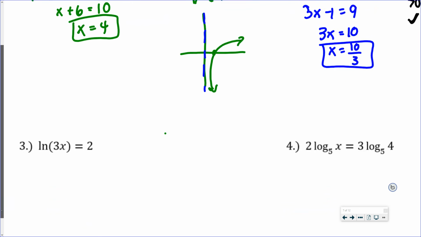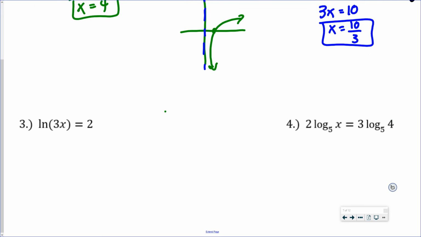Let's try natural log. What's my base on natural logs? E. So I'm going to raise both sides using what as my base? E. Now get rid of that. Now, e squared, we're just going to leave this exact. We're just going to call it e squared. It's a number. Over 3.